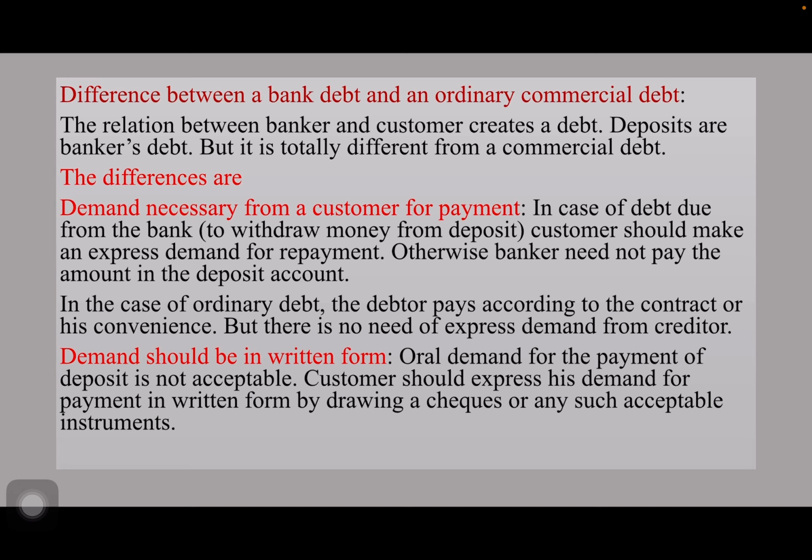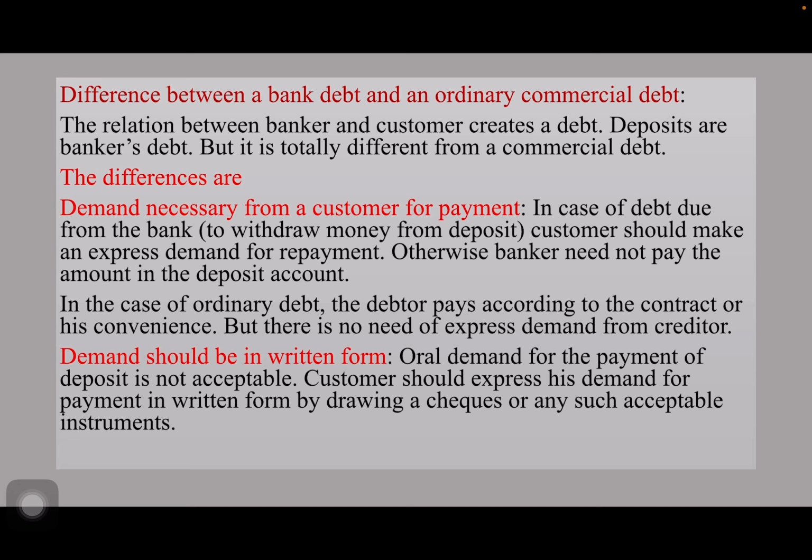Now, let us see how. Differences between the bank debt and ordinary commercial debt. The relation between banker and customer creates a debt. Deposits are the banker's debt, but it is totally different from commercial debt. See, in case of bank debt, that is deposit, a demand is necessary from the customer for payment. It is mandatory. In case of debt due from the bank, that is to withdraw money from the deposit, the customer should make an express demand for repayment. Otherwise, the banker need not pay the amount in the deposit account.